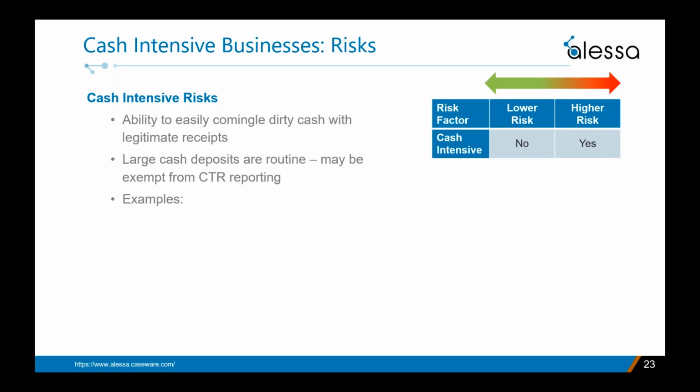Cash-intensive businesses have a much greater propensity for facilitating the placement of dirty cash into the financial system. Because their sales are primarily in cash, funds from illegal activities can easily be commingled with deposits from their legitimate receipts. They may also routinely make very large daily cash deposits and may result in qualifying for a cash transaction exemption.